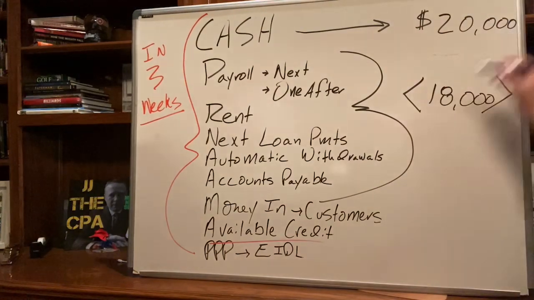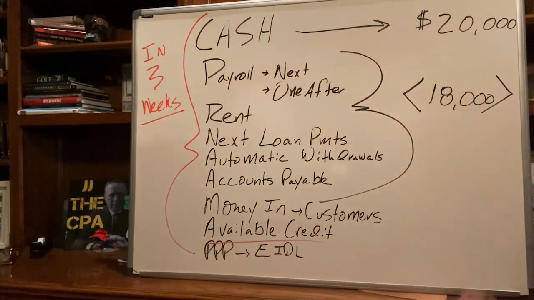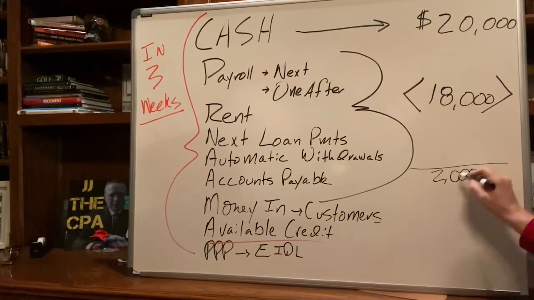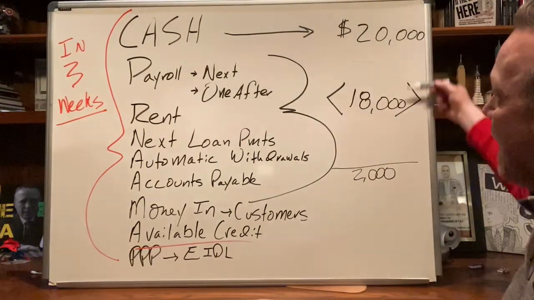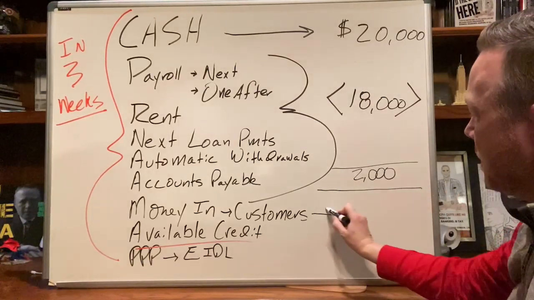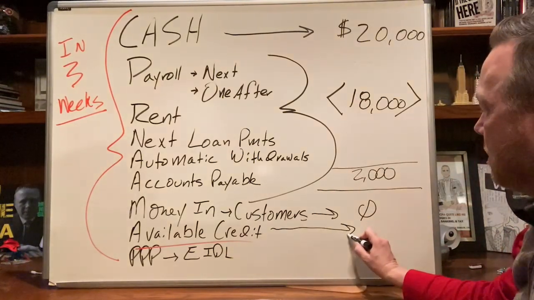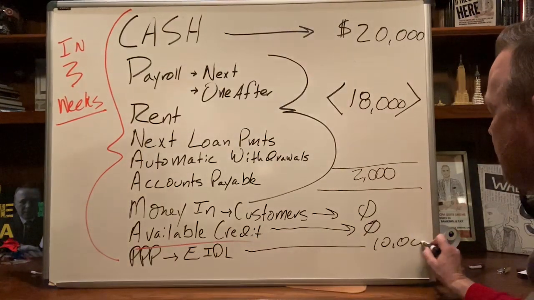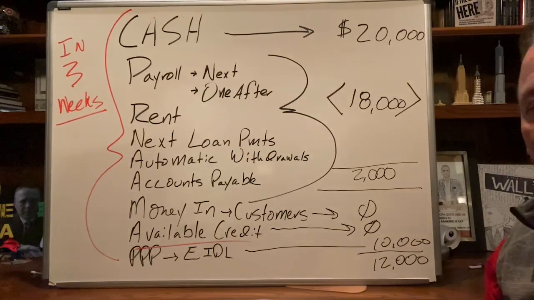You have 20 grand of payroll and rent and loan payments, automatic withdrawals, accounts payable. You have 18 grand coming out. So let's just do a little subtotal here. Okay? You got 2 grand now. You got 20 in cash, 18 in expenses. You got 2 grand. Okay? What's coming in from the customers? Nothing. What do I have in available credit? Nothing. What did I get on the PPP? 10,000. So, you know, in 3 weeks, you have 12,000 to work with.